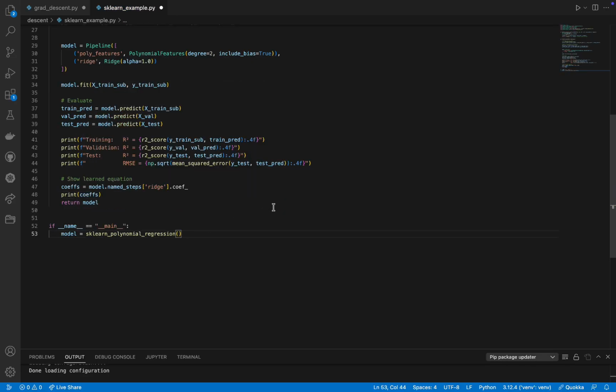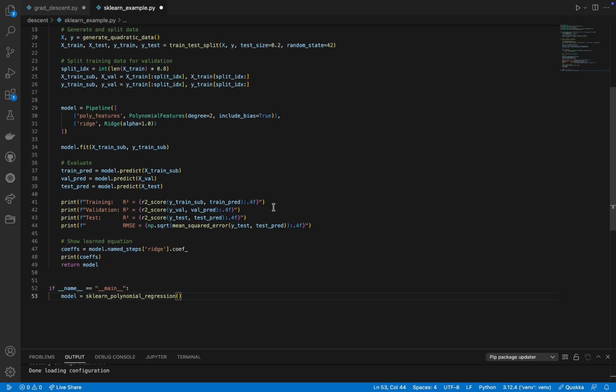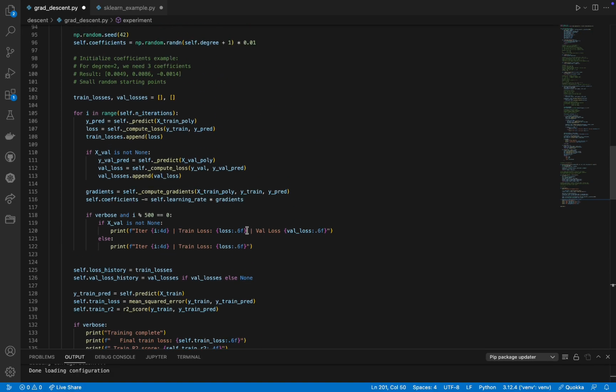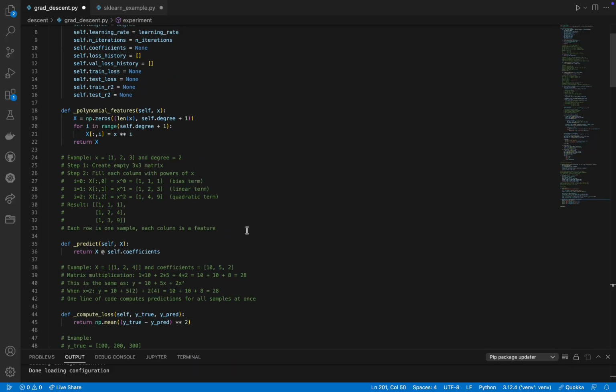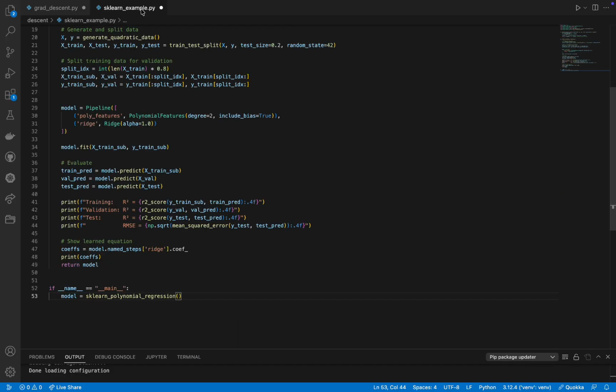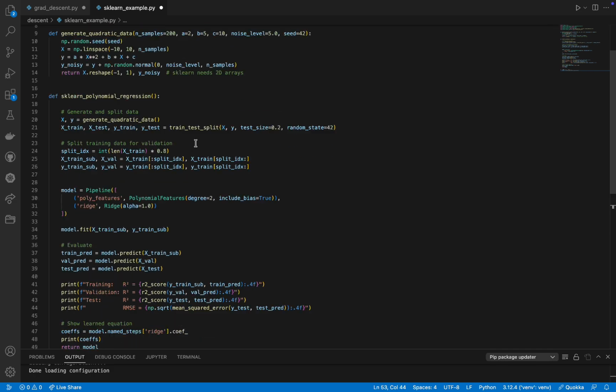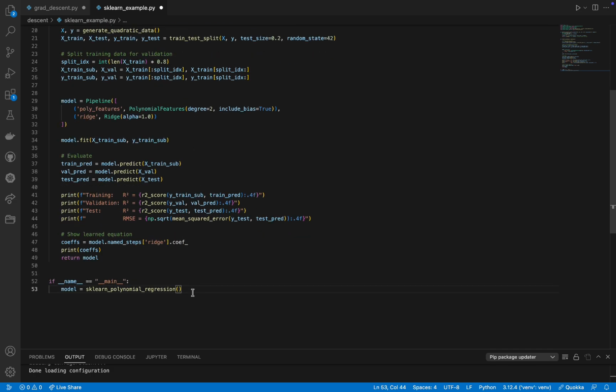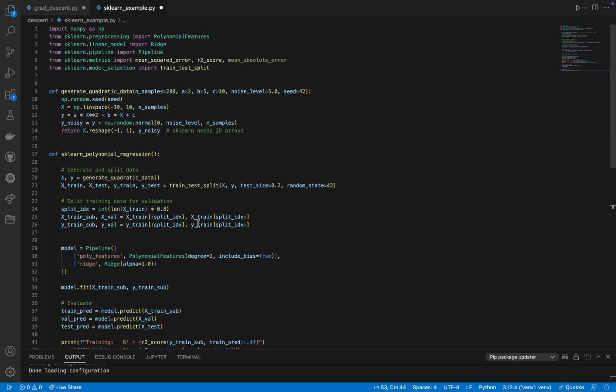So what's the difference between our from scratch version and this scikit-learn pipeline? Our version used gradient descent with 3000 iterations and we had to code everything manually. The scikit-learn version uses an analytical solution, completes instantly, and it's just a few lines of code. So both give you nearly identical results.